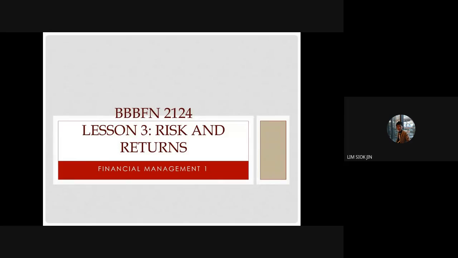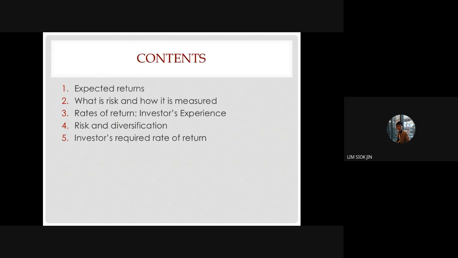Alright, so for our lesson 3, talking on risk and return. In this chapter, we will learn about what is expected return, and then what is risk, and how both of these are measured. Further on, we'll look into the rates of return from the investors' experience, risk, diversification, and investors' required rate of return. What are all these? This could be something new to you.